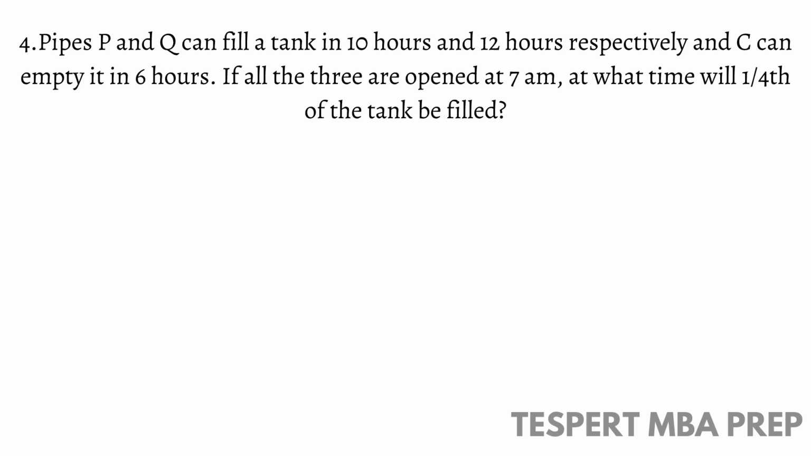So pipes P and Q can fill a tank in 10 hours and 12 hours respectively, and C can empty it in 6 hours. If all the three are opened at 7 am, at what time will 1/4 of the tank be filled? So what is the total capacity of the tank? Take LCM of 10, 12 and 6. The LCM is 60, so the total capacity of the tank is 60 units.